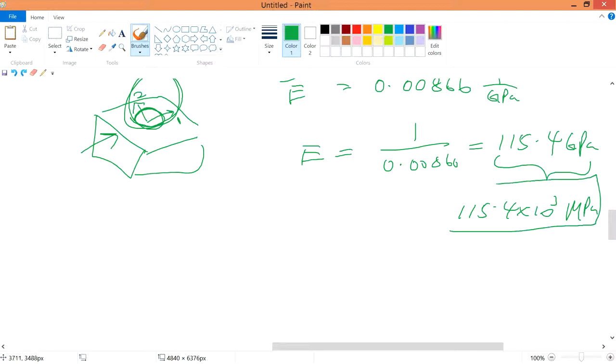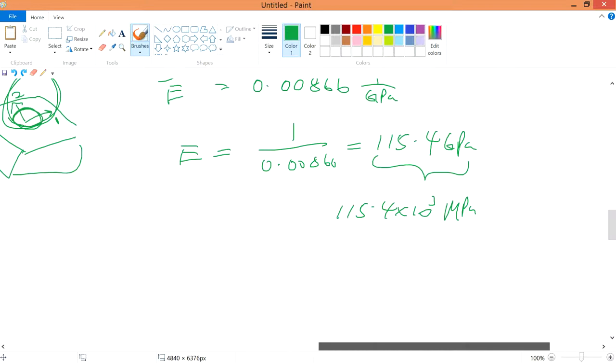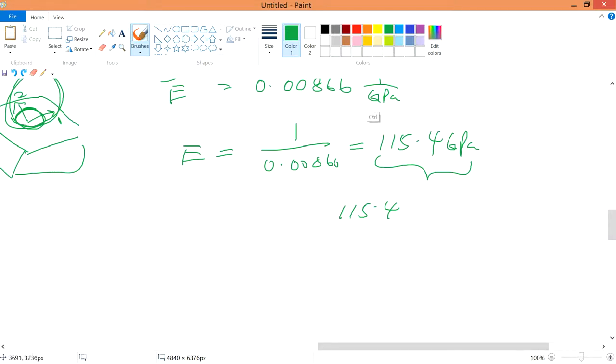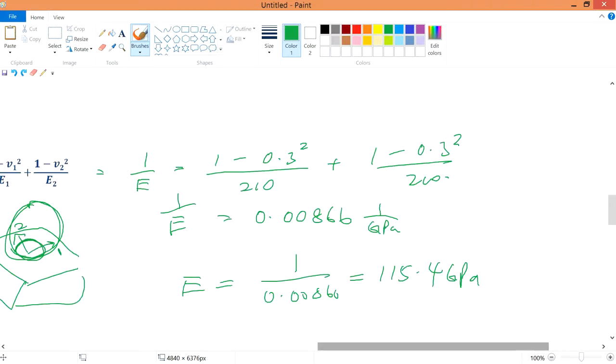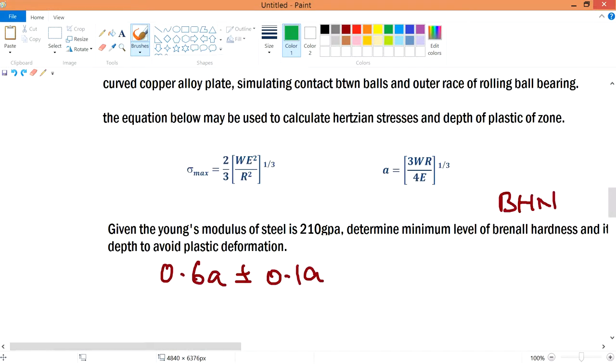Because I think they want us to write the stress max in terms of MPa, so it's easier. Or I leave you to think about it. Actually no need, you just leave it as GPa first. Once we get this E, this equivalent Young modulus, we're almost there already. So let's find our stress max then. You wonder why we want to find the maximum stress? Because we want to use this maximum stress to find the Brinell hardness of the softened material.